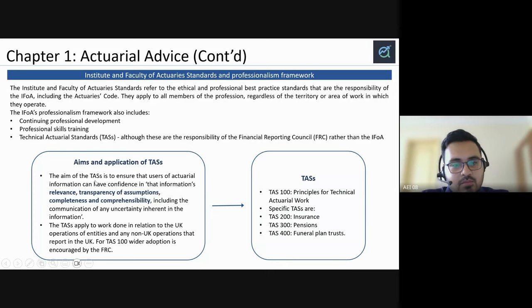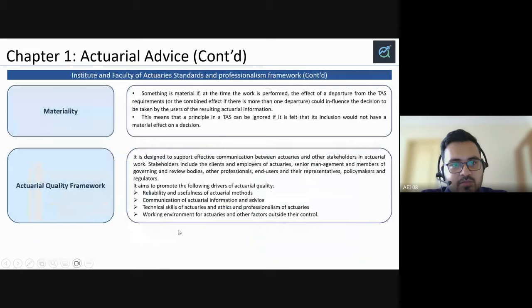It says the aim of TAS is to ensure that users of actuarial information have confidence in the information: transparency, relevance of assumptions, completeness, comprehensibility. All of these things should be a part. The TAS should apply to the work done. Okay, this is again something. Materiality, something is material. Okay, that means the actuarial quality framework.